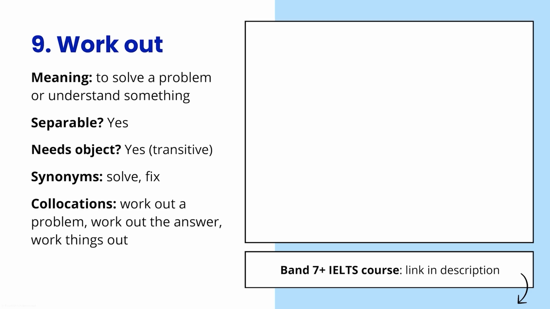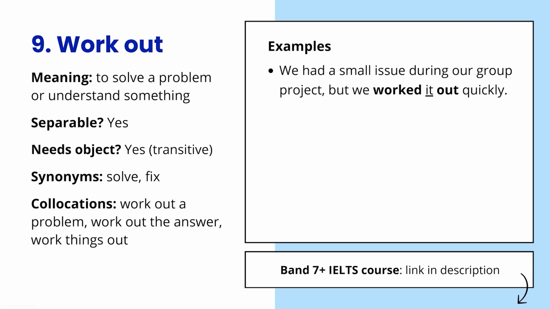Here are some collocations. Work out a problem. So that simply means you solve a problem, you find the answer. Work out the answer and work things out. Now let's have a look at some examples. We had a small issue during our group project, but we worked it out quickly. So note here, we've got something in between worked and out, because remember, this one is separable.